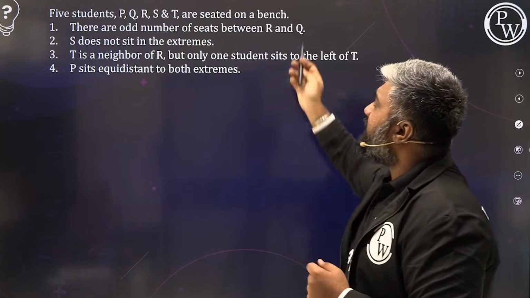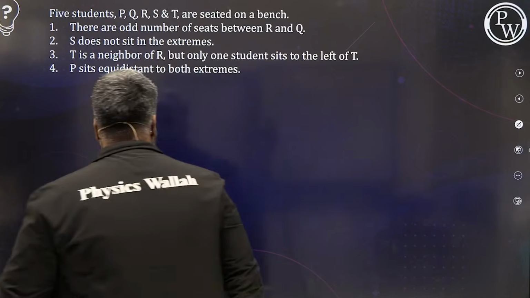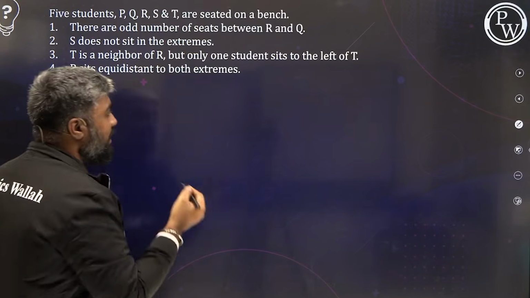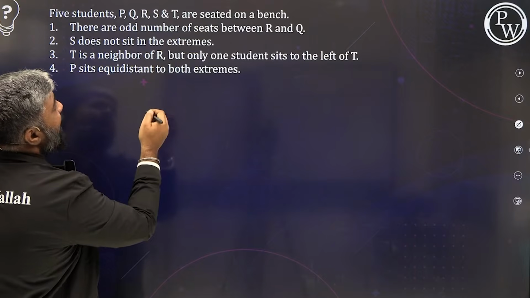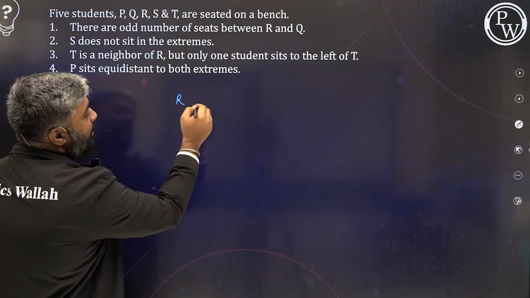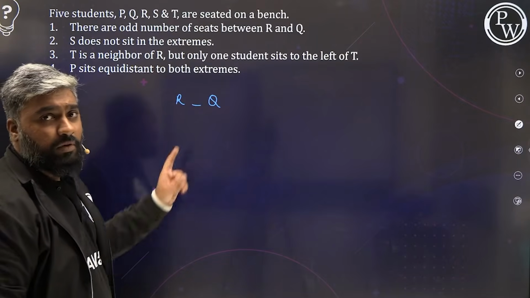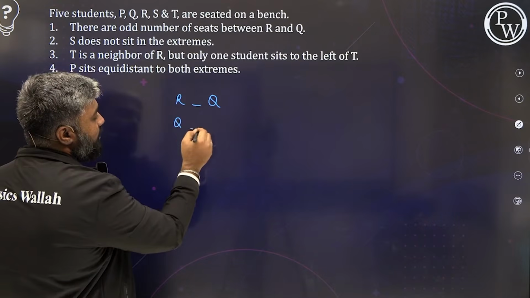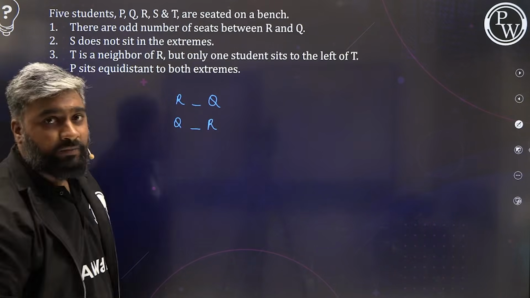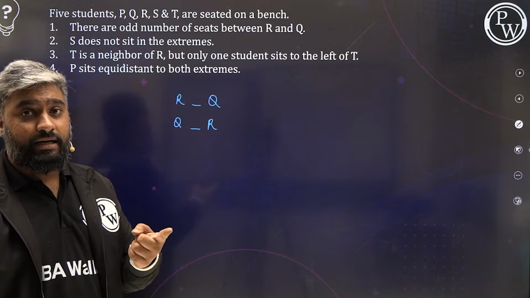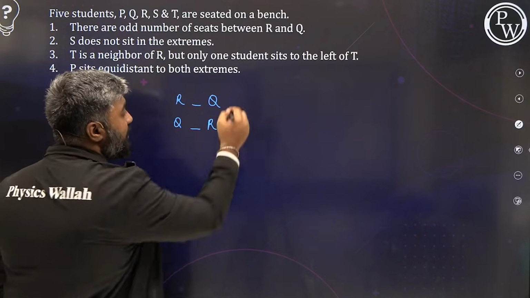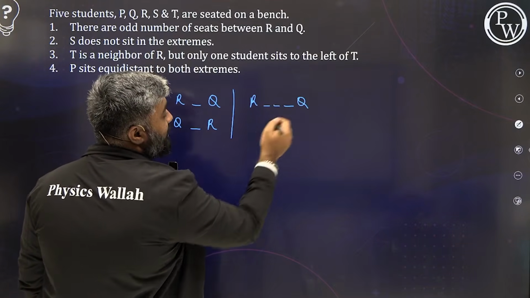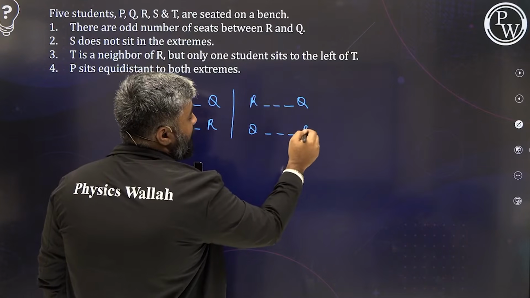There are an odd number of seats between R and Q. So I know that there are 5 people, so there would be 5 seats. And the first clue is saying there are an odd number of seats between R and Q, correct? So it could be R, one seat between R and Q, number of seats 1, which is odd. Alternatively, we could also have Q and R with one person in between. But could that only be 1? Not necessarily, right? What's the next odd number? 3. So we could also have another condition where between R and Q there could be 3 seats as well.